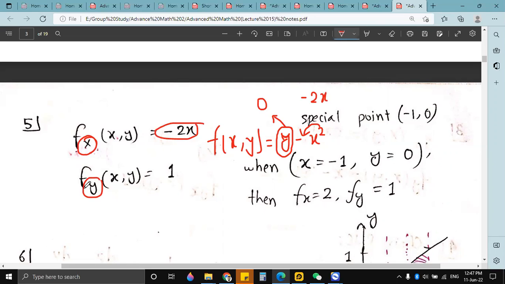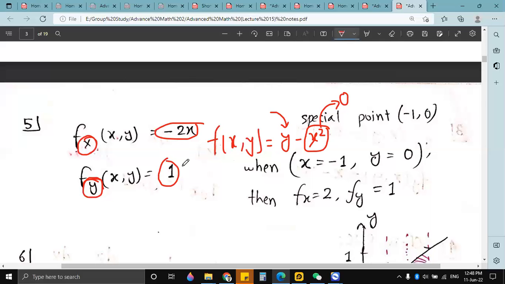And then the partial derivative of y minus x squared with respect to y. Now we have to treat x as a constant. So the derivative of this constant is 0, and the derivative of y is 1. So I have written here 1.